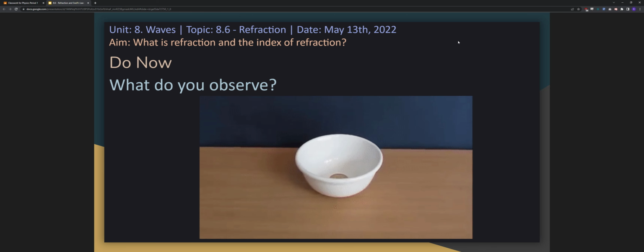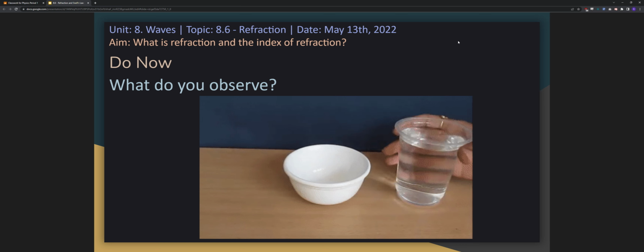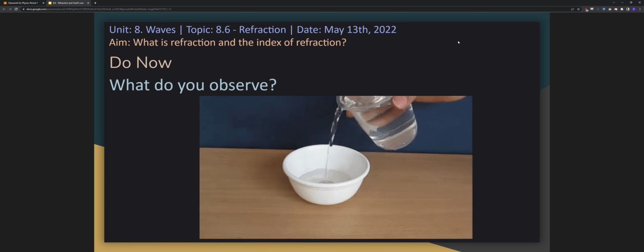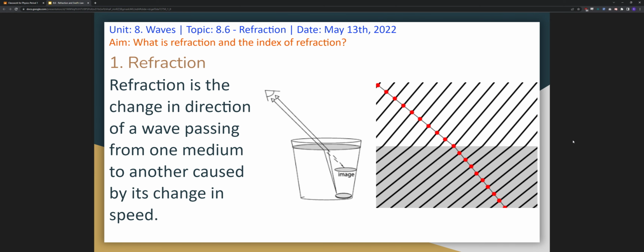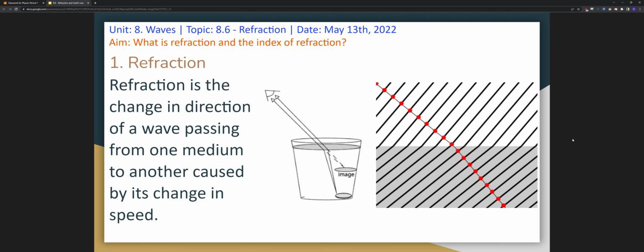And at this point of view right now, you do not see the coin. But once you start pouring water in, something happens, right? Suddenly once the water is in, you can now see the coin. Why is that? Why does that happen? And we did it in lab, right?